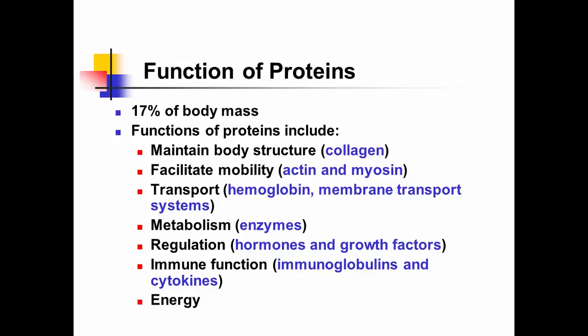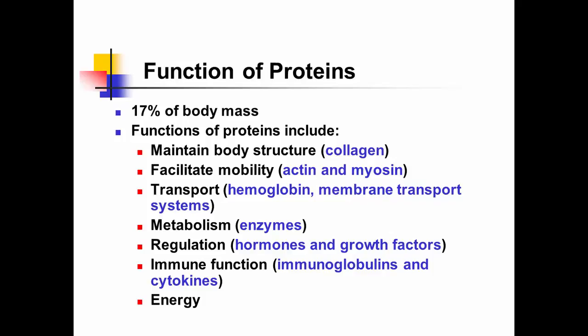So protein function is a little bit different from lipids and carbohydrates. Proteins constitute about 17% of our body mass, right? And the functions of protein are very important. For example, protein maintains the body's structure. Collagens are basically proteins. And it's also very important for facilitating mobility.